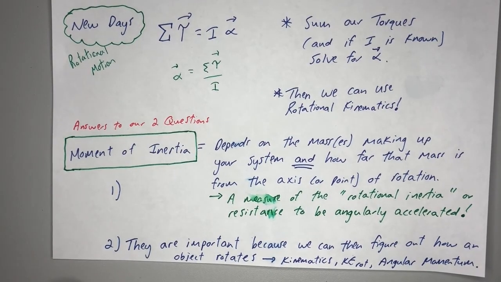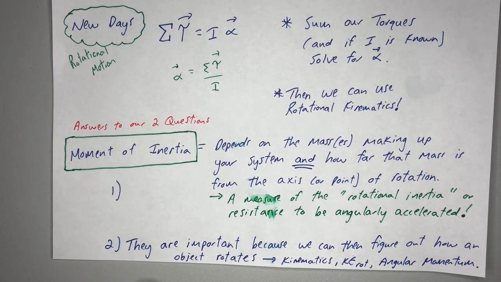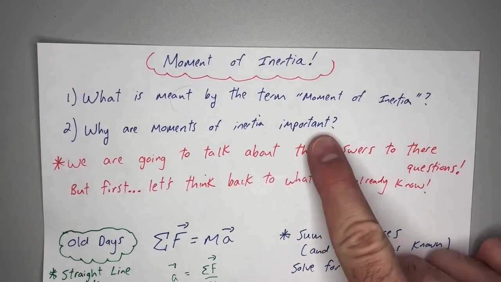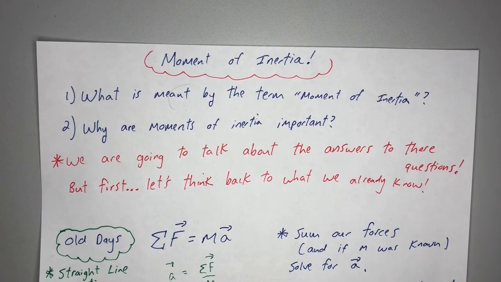So the answer to question number 2, why are moments of inertia important? They are important because we can then figure out how an object rotates. That could be as simple as looking at kinematics, it could be looking at kinetic energy of rotation, or it could be looking at angular momentum. Once we know the moment of inertia, we can figure out a lot of things about how that object is rotating. So we hopefully answered what a moment of inertia is, and why moments of inertia are important. Now we're actually going to do some work with moments of inertia.